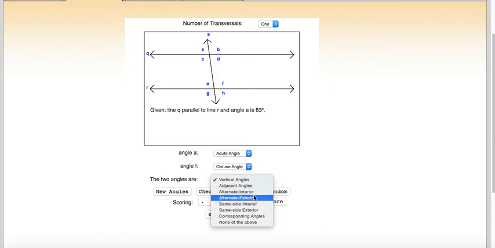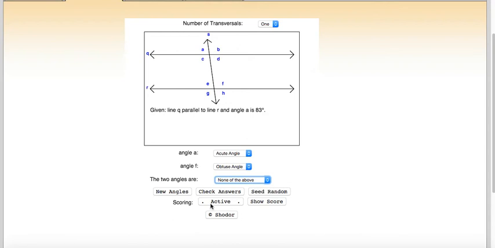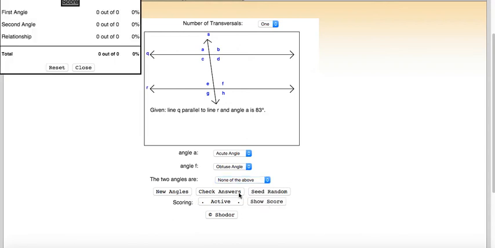Now, you won't know what these mean just yet because you haven't listened to your video. But same-sided interior is the same thing as consecutive interior, and same-side exterior is the same as consecutive exterior. I'm going to say that this is none of the above. You are going to click Show Score, and you're going to click Check Answers. So I'm right, yay!